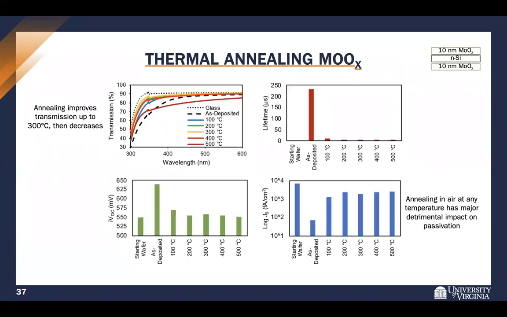So first I'll discuss thermal annealing of molybdenum oxide. Annealing improves the transmission up to around 300 degrees Celsius, and then it begins to decrease again. And unfortunately, any temperature above 100 or even at 100 degrees Celsius drastically decreases the lifetime and IVOC, and increases the recombination current density of the film. So it has a major detrimental impact even at very low temperatures.